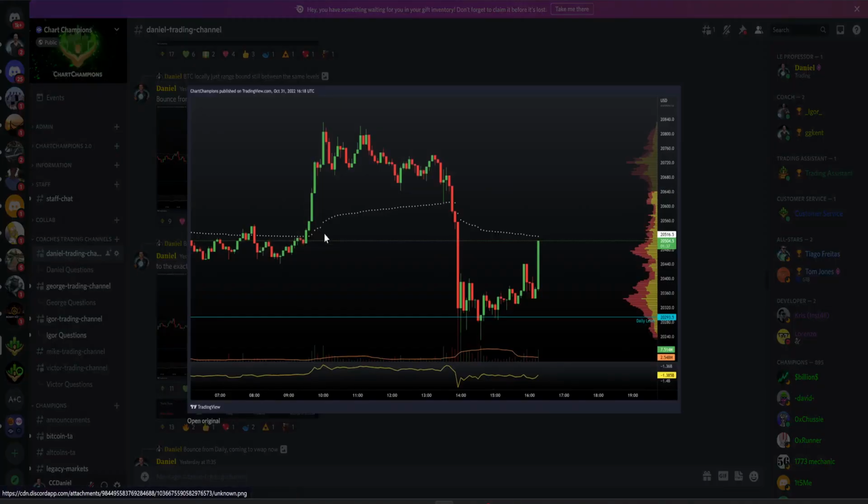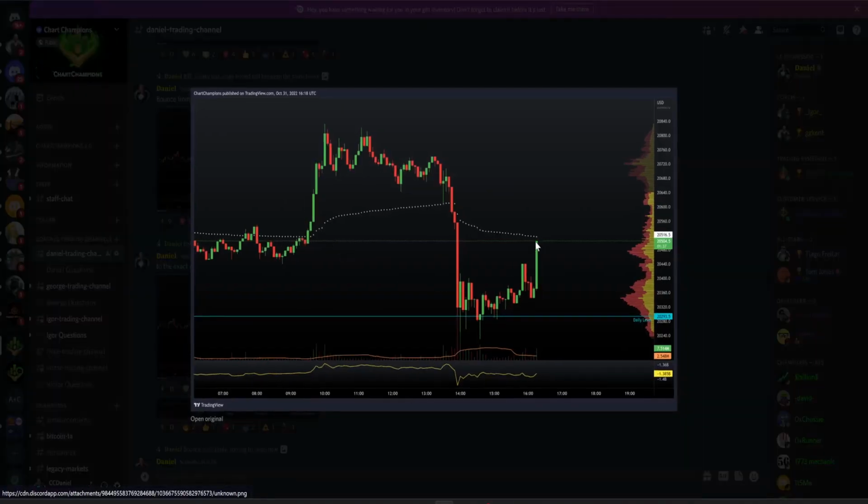So we bounced off that daily. And what happened next is, well, the next level that I was looking for is the VWAP, right? And this for me is obviously another short opportunity. So I'm ready and waiting. I'm aware why we bounced where we bounced. It was the daily level. And then ready and waiting for my next level to the upside, which is the VWAP.